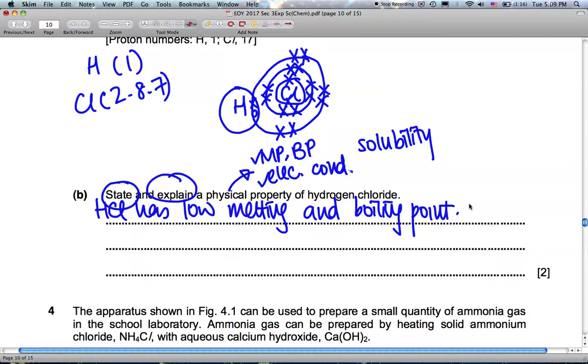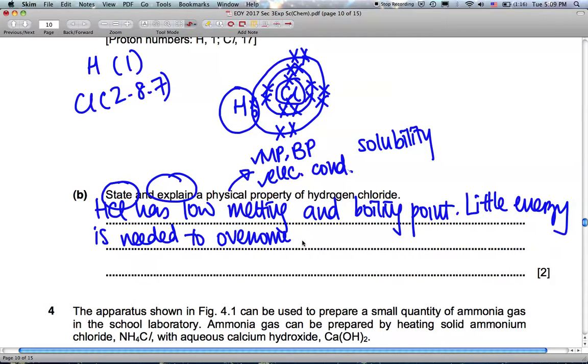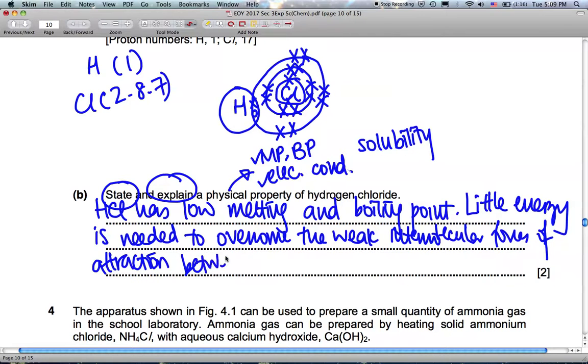The reason is because little energy is needed to overcome the weak intermolecular forces of attraction between HCl molecules. So this is one possible answer.